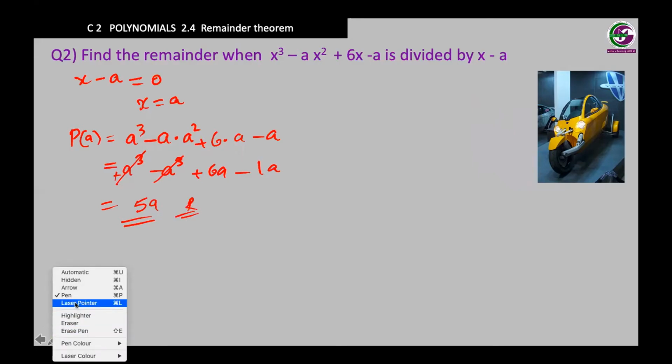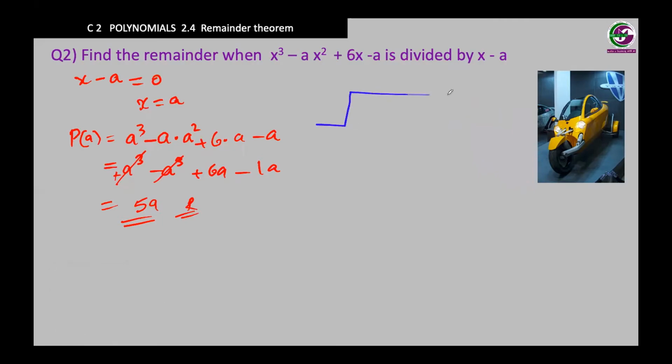Now let's try it in the long division method. So x minus a, it is in the order x cubed minus a x squared plus 6x minus a, and x minus a outside. X cubed divided by x is x power 2. X multiply x square is x cubed, minus a and x square is ax square. We change the sign. This will be minus now. This will be plus now. All of them get cancelled.